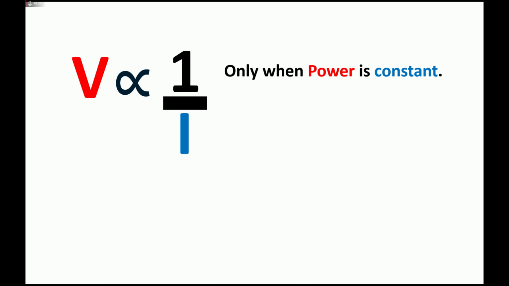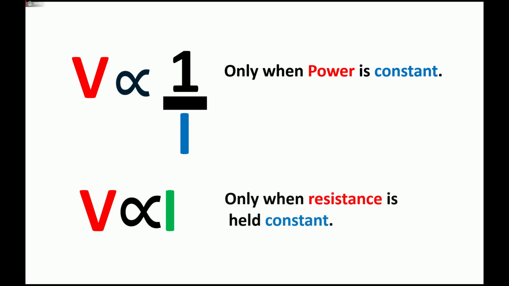Now from the power formula, we got this equation, that voltage is inversely proportional to the current. But this is only true if power is held constant. And from Ohm's law, we get this equation, V is directly proportional to I. The voltage will increase if the current increases, and the voltage will decrease if the current decreases, only when resistance is held constant. Now these are the conditions, these two lines on the right.